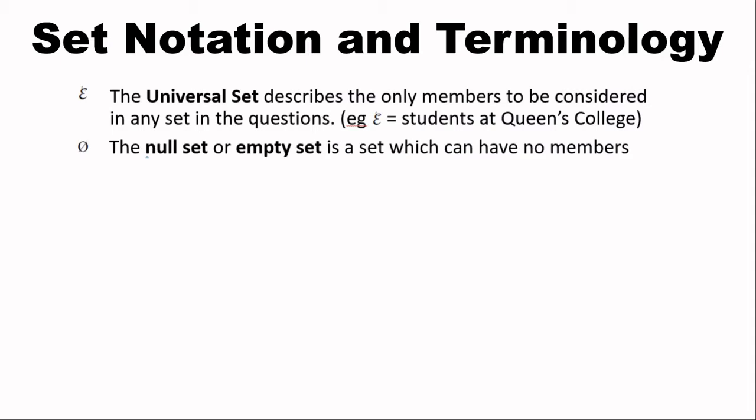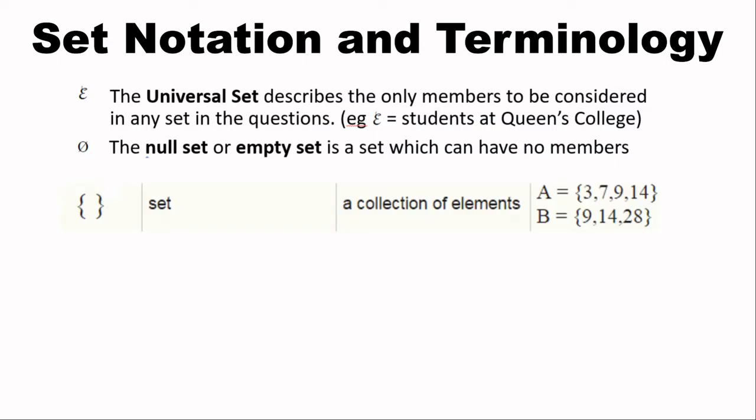A 0 with a line through it like this represents the null set, or an empty set. This is a set which has no members. So for example, a set of vegans who eat meat would be a null set, because vegans by definition don't eat meat. Sets are a collection of elements, and we define them using these curly brackets and list the elements. Or we could use curly brackets and define the rule that the elements of that set must follow. We could also show a null set by using these curly brackets and not putting anything inside them.